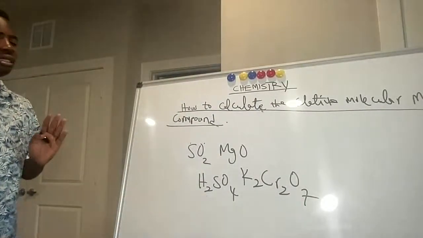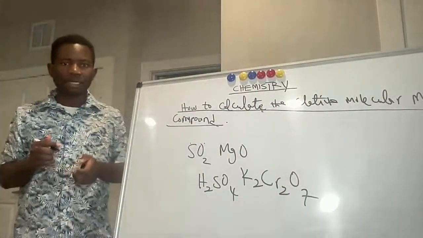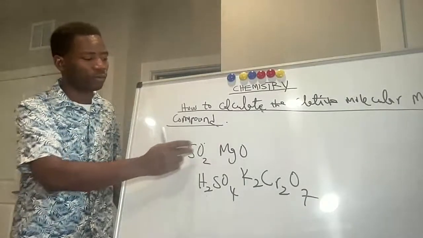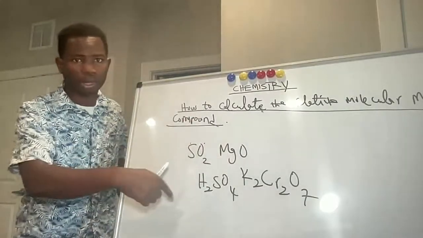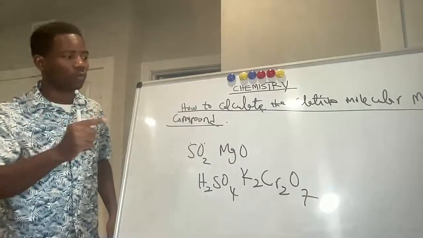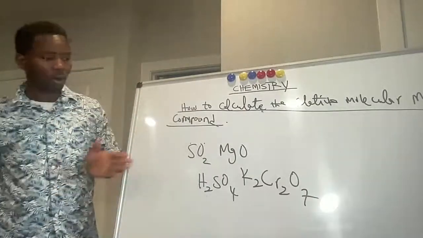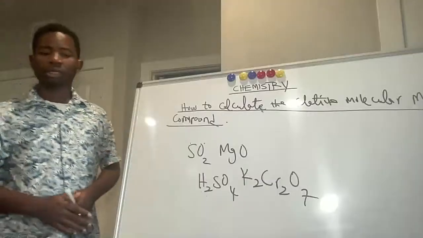So those are the basic things. As a student of chemistry, you must try your best to know the mass number of individual elements in a compound. That is the basis at which you'll be able to calculate the relative molecular mass of any compound. Now let's proceed.